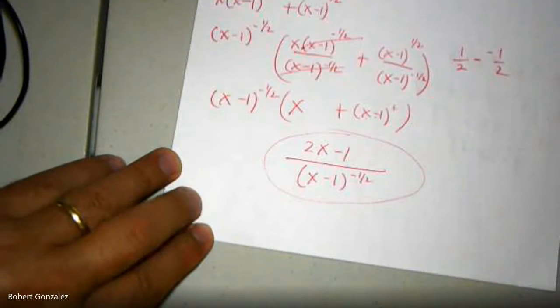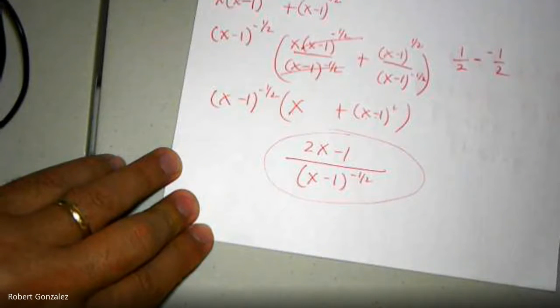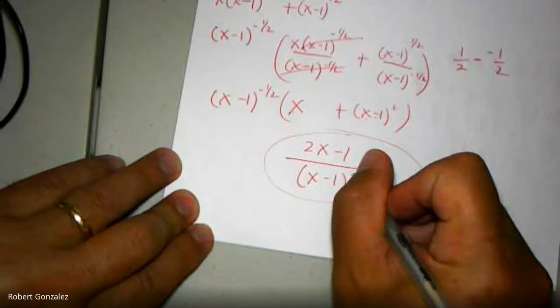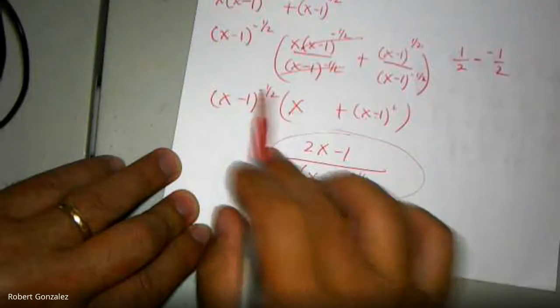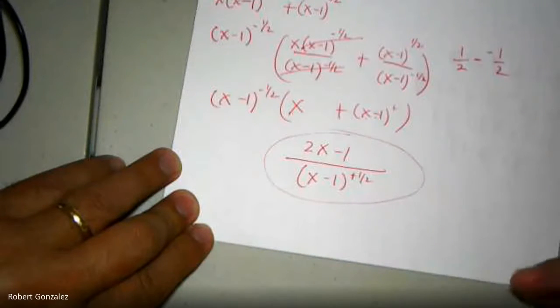What did I do wrong? Find my mistake. You put the exponent that it's still negative, but it's on the bottom already. Correct. So this should have been positive because when I moved this down here, it became positive. There's your answer.